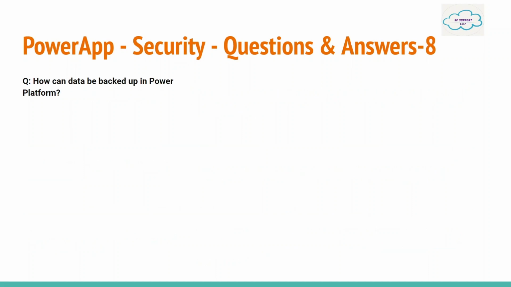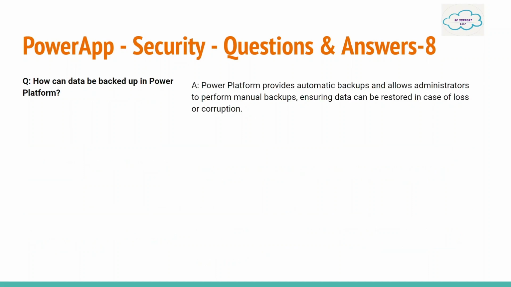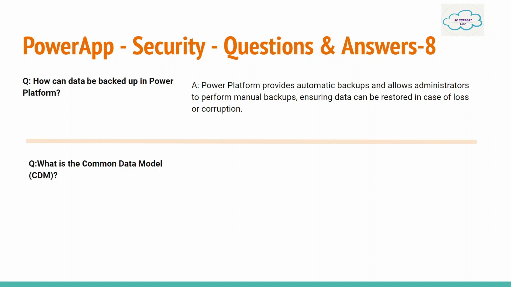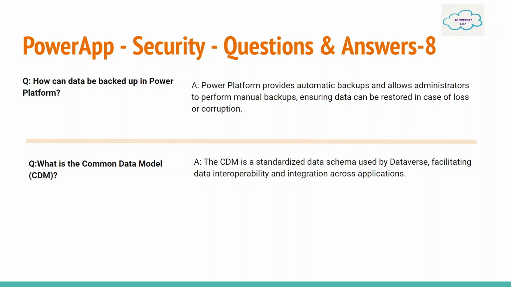Next question: how can data be backed up in Power Platform? Answer: Power Platform provides automatic backups and allows administrators to perform manual backups, ensuring the data can be restored in case of data loss or corruption. Next question: what is the Common Data Model? The CDM is a standard data schema used by Dataverse, facilitating data interoperability and integration across applications. This model is a logical thing. Dataverse is physically where the actual tables and data will be.